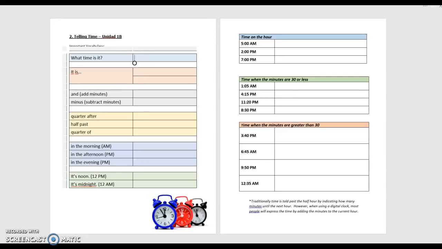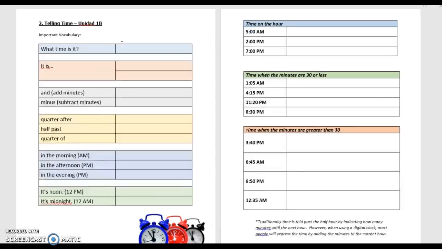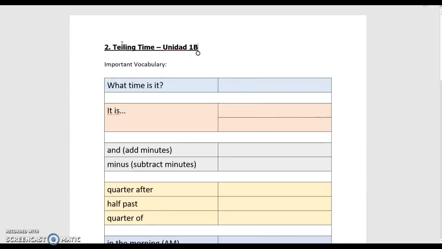Let's go through your vocab. You should all have this list right in front of you. This is your list for grammar notes. Number 2, telling time. This goes with Unidad 1B. Before we start telling time, we've got to fill in some important vocabulary. So let's just focus on the front of your list right here. All right, let's see what we got going on here. Perfect. And let's fill in the vocab.